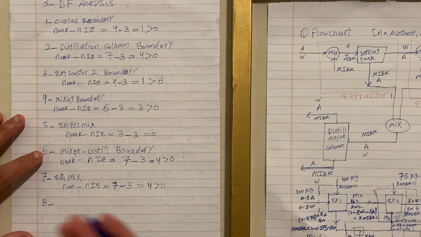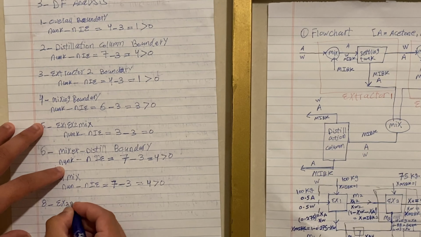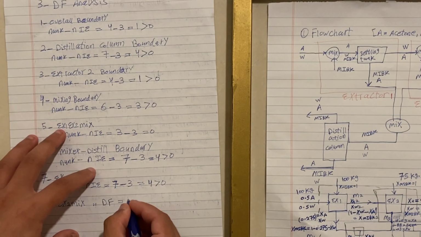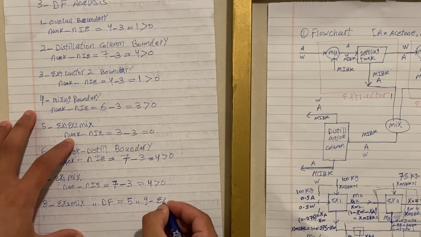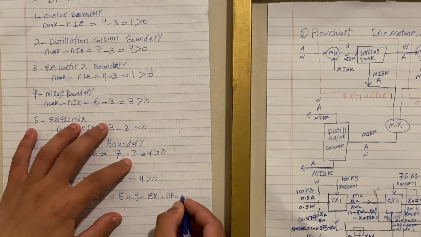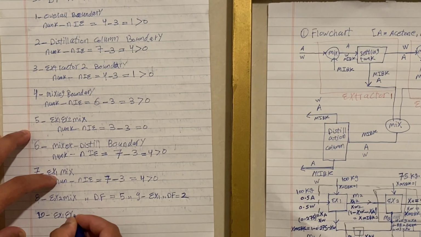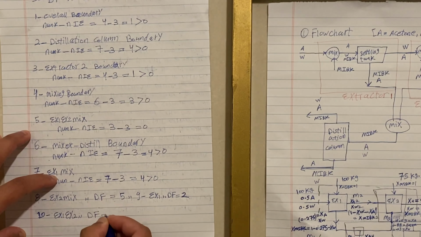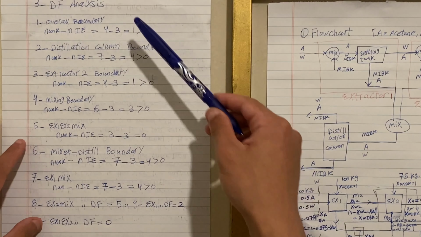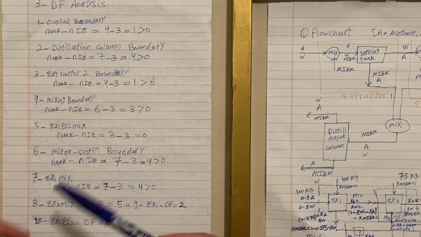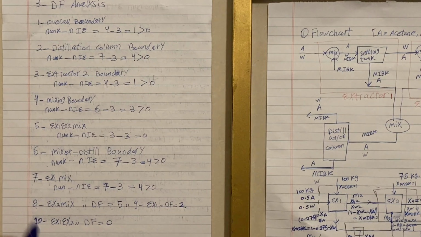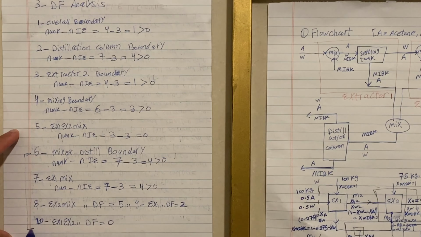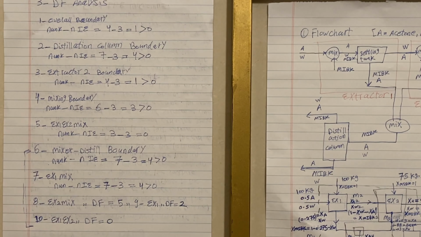And if you continue analyzing, extractor 2 mix will give you degrees of freedom 5, number 9. Extractor 1 balance will give you a degrees of freedom of 2. With extractor 1, extractor 2 boundary, you will have degrees of freedom equal to 0. So out of the situations we did for finding degrees of freedom analysis, only 2 of them gave us degrees of freedom 0. This is one of the hardest questions you will see in your CHE basic course. None of the questions you will face will be something like this.